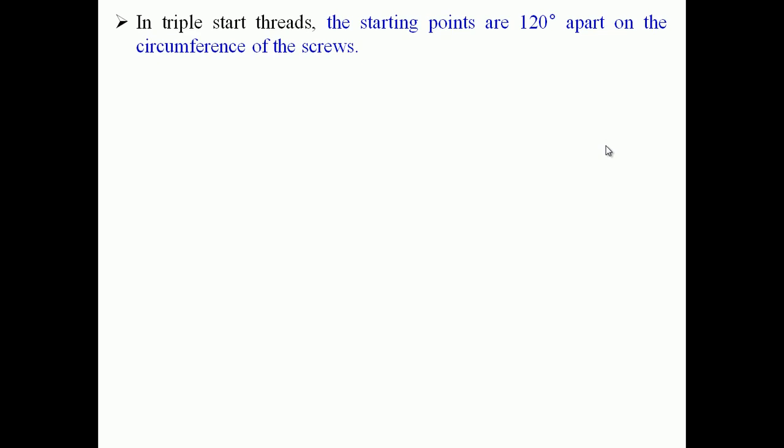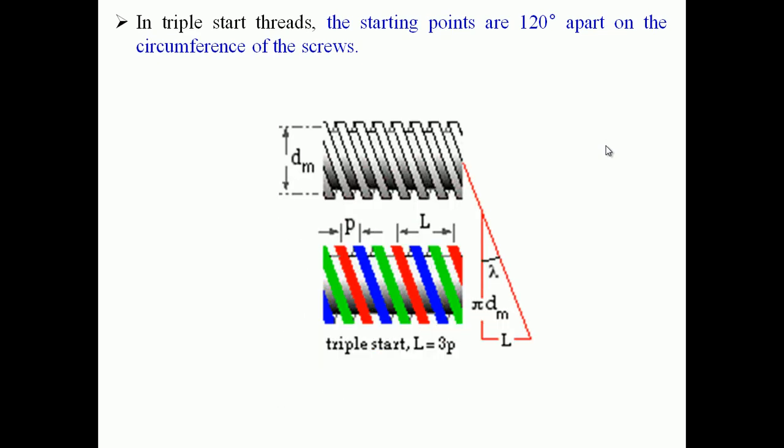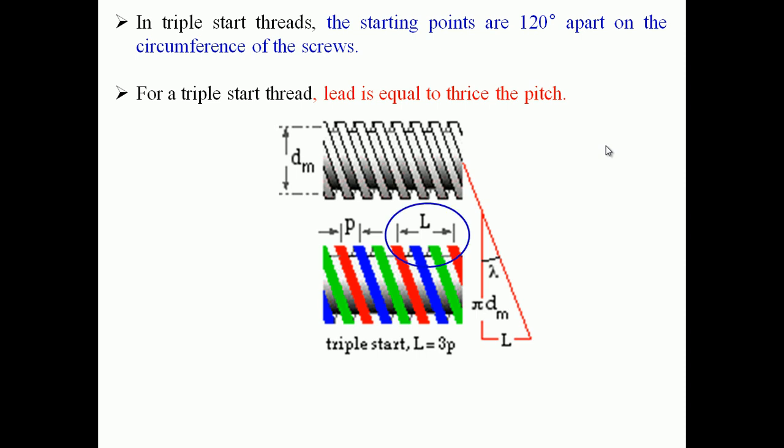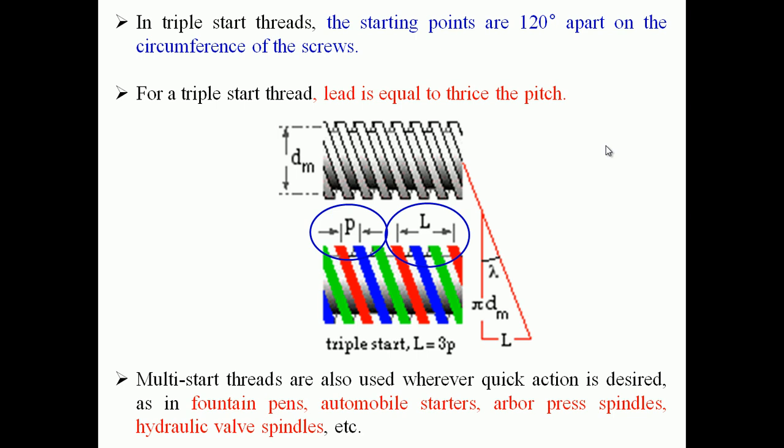In triple start threads, so this is the triple start thread. It is also a kind of multi-start thread. The starting points are 120 degrees apart on the circumference of the screw. And you know very well that for a triple start thread, lead is equal to thrice the pitch. So this is the lead, this is the pitch, and you can understand that.